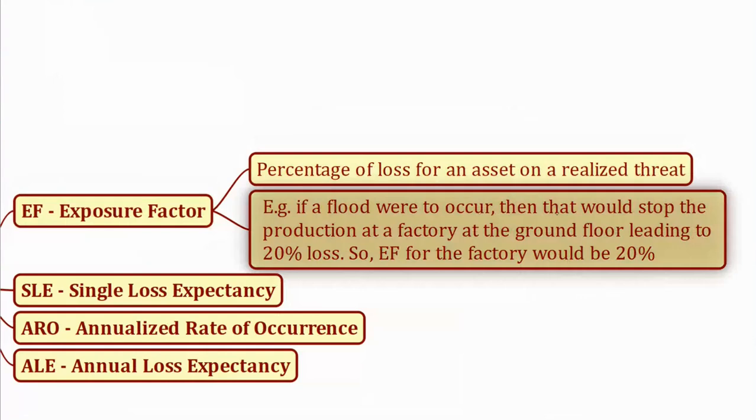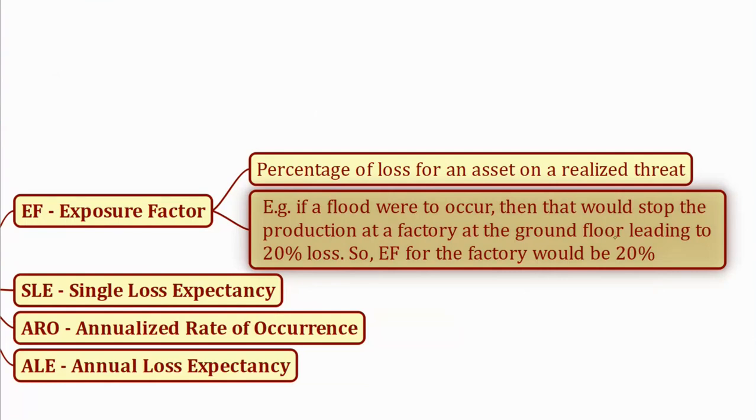You say that a flood could happen because the factory is located at such a location where there is a possibility of flood. So that is a threat, right? Now, if that flood were to occur, then there is a chance that the production at the ground floor of that factory will stop. What will that mean in terms of the business impact? You could say that there will be a 20% loss to the production. So 20% is your exposure factor. So EF for the factory would be 20%.